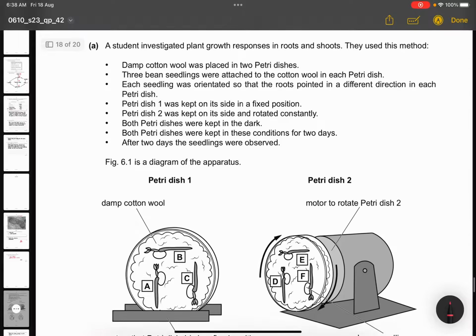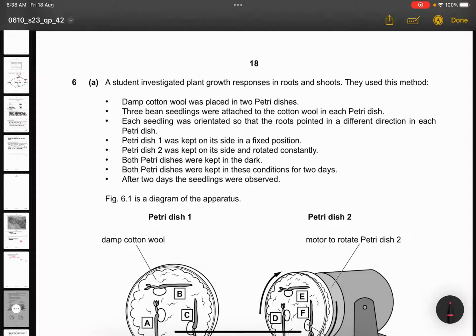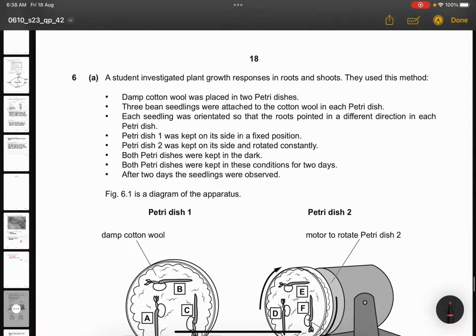Alright, question 6a. A student investigated plant growth responses in roots and shoots. They used this method. Damp cotton wool was placed in 2 petri dishes. 3 bean seedlings were attached to the cotton wool in each petri dish. Each seedling was orientated so that the roots pointed in a different direction in each petri dish. Petri dish 1 was kept on its side in a fixed position. Petri dish 2 was kept on its side and rotated constantly. Both petri dishes were kept in the dark and incubated for 2 days. After 2 days, the seedlings were observed.